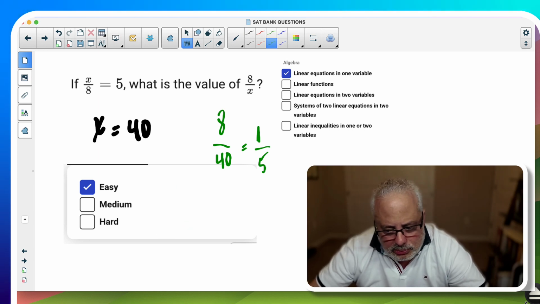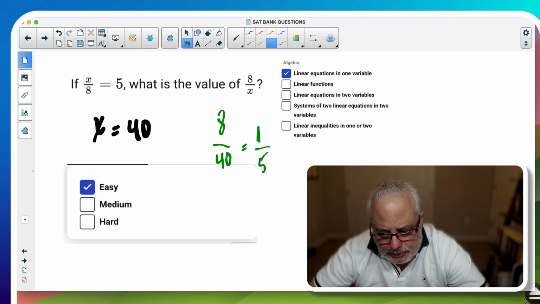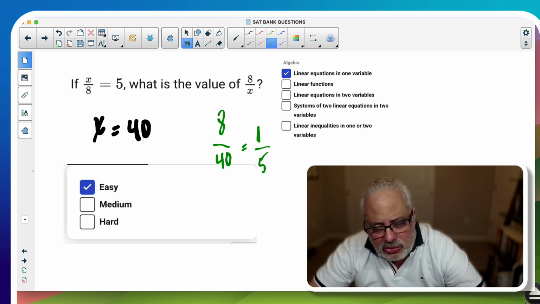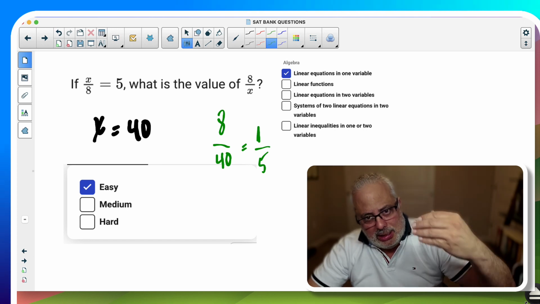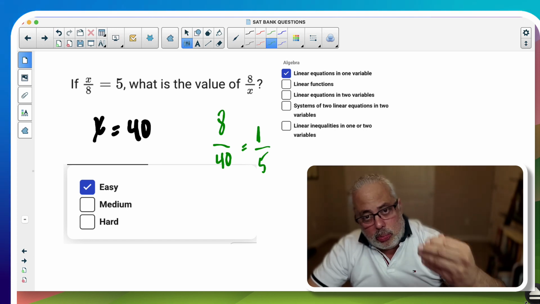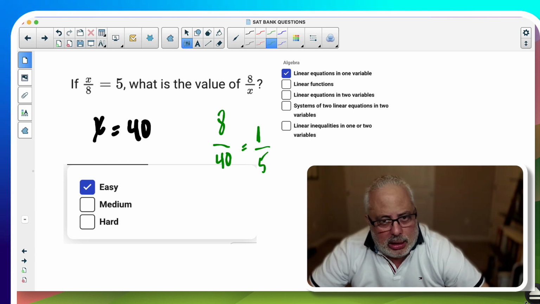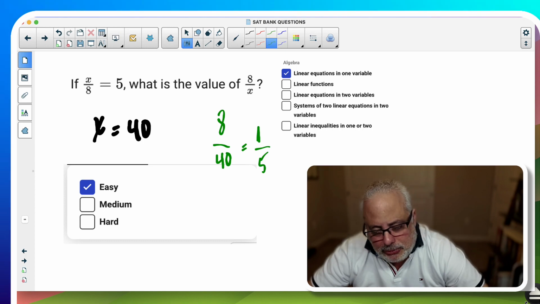It's just mastering each level. That's the best way to do it. Mastering each level, mastering each concept. And then start moving to the next level or the next domain or the next topic and the next category on the SAT test. Very easy, no?